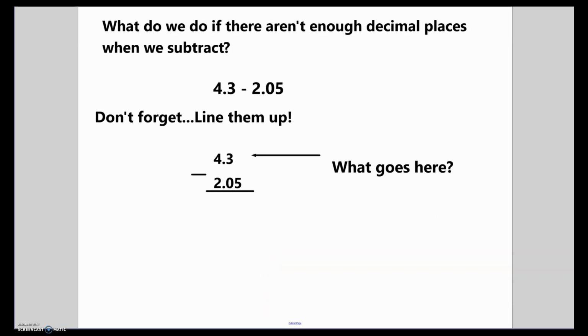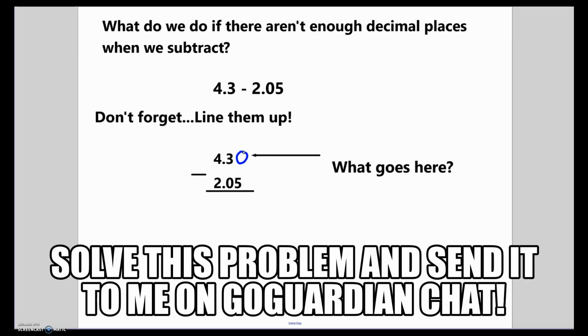As you see in this example, we have 4 3/10 minus 2 5/100. We already know by reading them out loud, we have a decimal that ends in the tenths place and a decimal that ends in the hundredths place. When this happens, don't forget to put a 0 at the end of your decimal so you can line up your decimal point and then start to subtract.